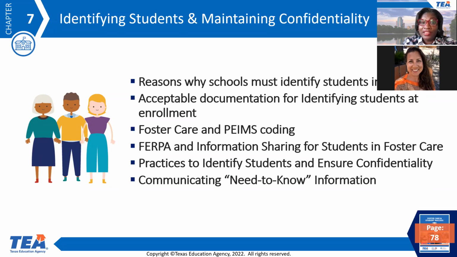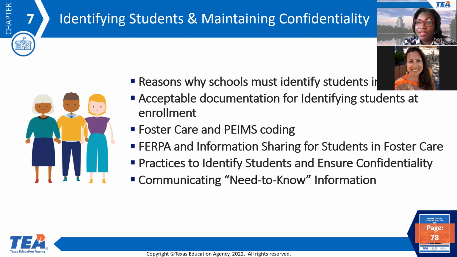The topics within this chapter are reasons why schools must identify the students in foster care, which provides you specific information. We also talk about acceptable documentation for identifying students at enrollment, foster care and PEIMS coding, FERPA and information sharing for students in foster care, practices to identify students and ensure confidentiality, and then communicating need-to-know information. We provide you guidance on all of these, and the guide has an expanded explanation of PEIMS coding and why schools need to identify students in foster care.